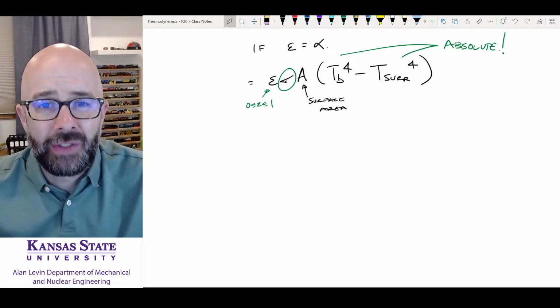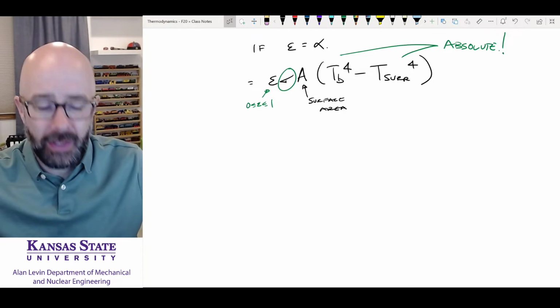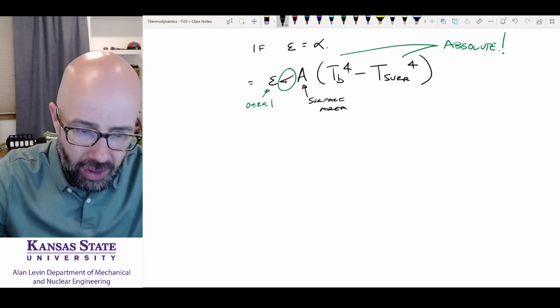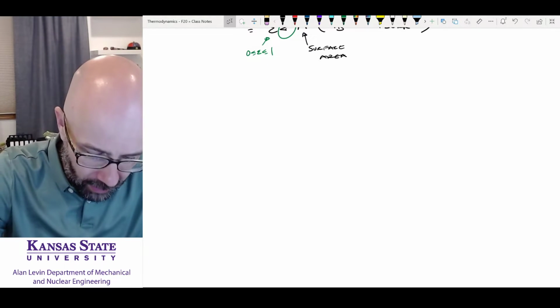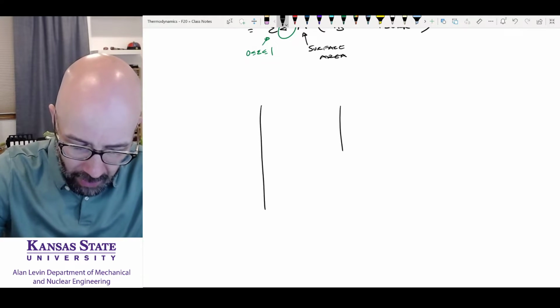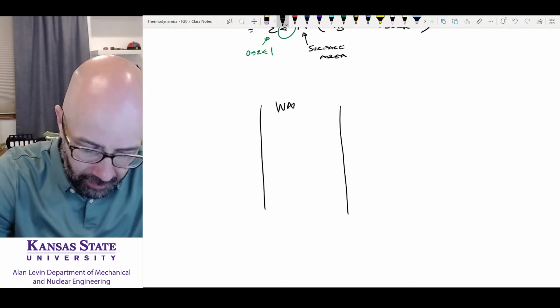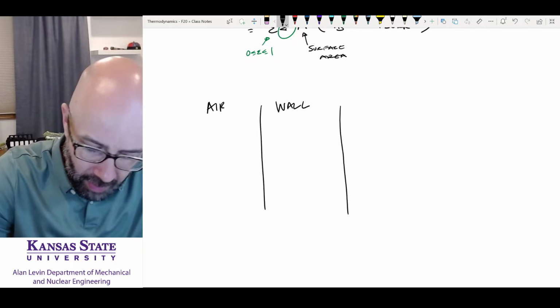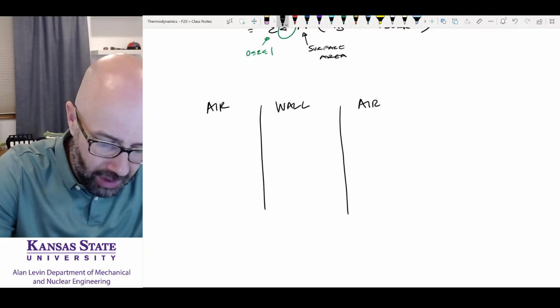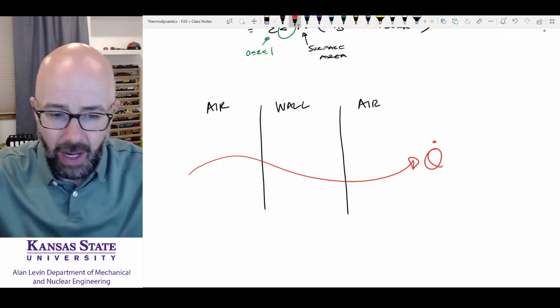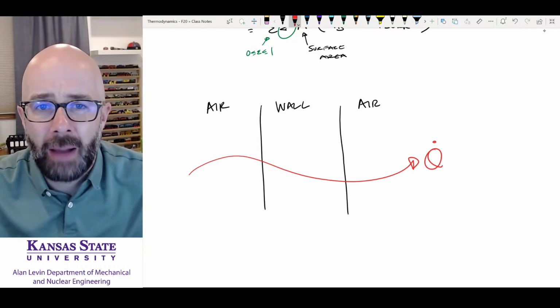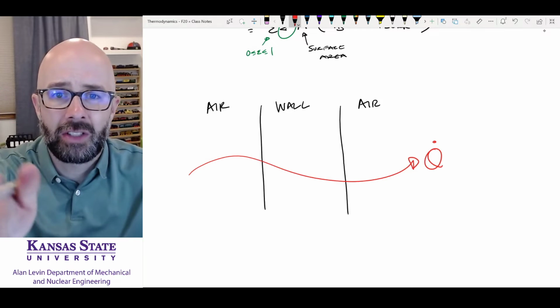Okay, heat transfer flows through surfaces. So let's look at this. Heat transfer flows through surfaces like, if you're an electrical engineer, it's like current. If we look here and we have a wall and we have air on both sides of this wall, the heat transfer, Q dot, goes right on through. It doesn't stop, it doesn't change. It's a constant value through there.